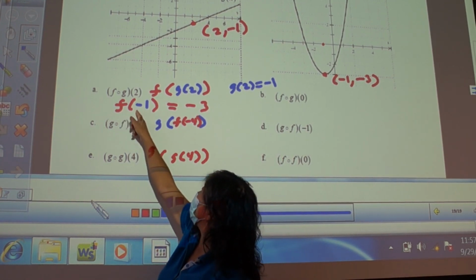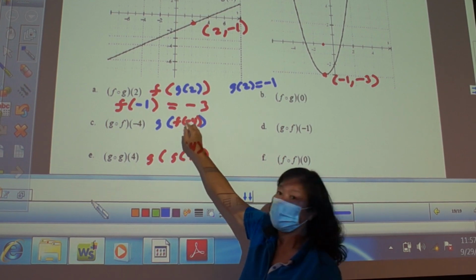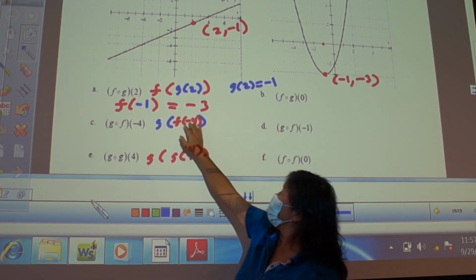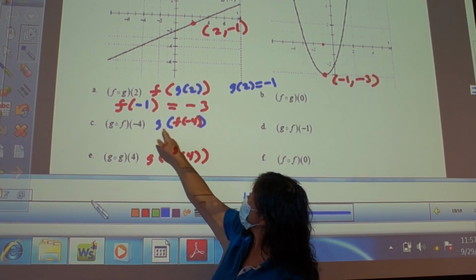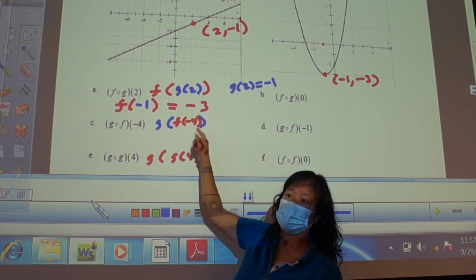So then you find F of negative 1. So can I do the in-between step? Find F of negative 4. You find F of negative 4, then replace it in here and just put G of whatever F of negative 4 is.